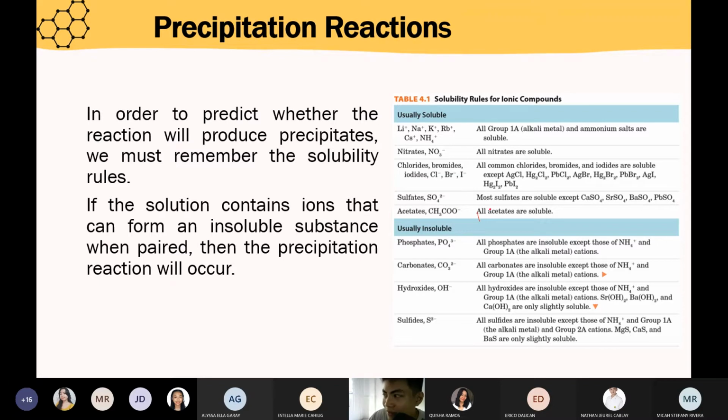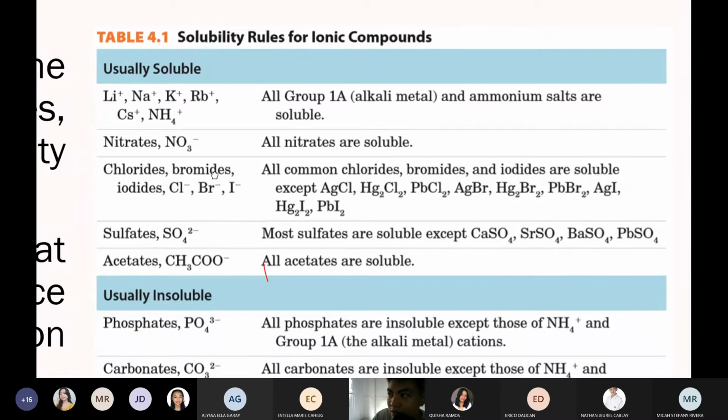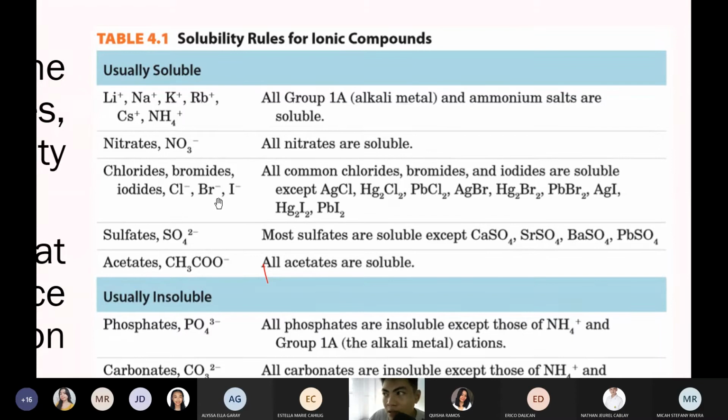So, we just have to take a look into this table that will help us know or predict kung meron tayong products. We call this the solubility table, wherein we can see whether a combination of two ions can form insoluble products. Basahin natin. For lithium, sodium, potassium, rubidium, cesium, ammonium, kailangan marunong na kayo magbasa ng ions ha. For these ions, ano sabi dito? All group 1A metal and ammonium salts are soluble. So regardless of whatever ion they are, they are always soluble. Ibig sabihin, wala kang mabubuong precipitate kapag pinag-partner mo sila.